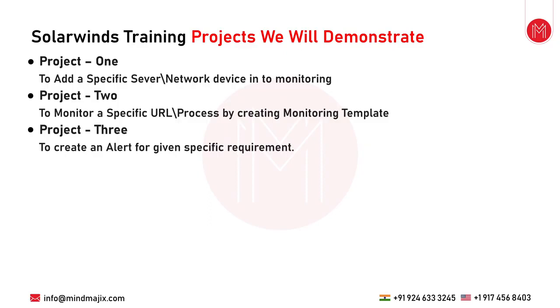And also we will show you how to create an alert for a specific requirement. Configuring a URL, server, or process in SolarWinds is one part. After configuring, SolarWinds will monitor the availability of those processes or servers, and also their performance. There will be some out-of-the-box alerts given by SolarWinds itself, and beyond that, we can create customized alerts for our own requirements.